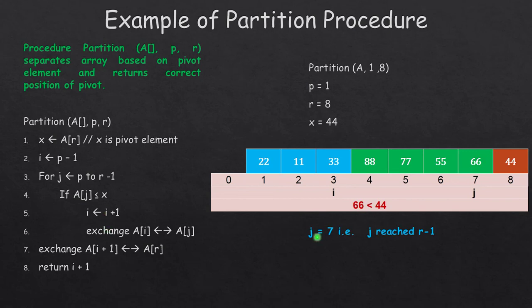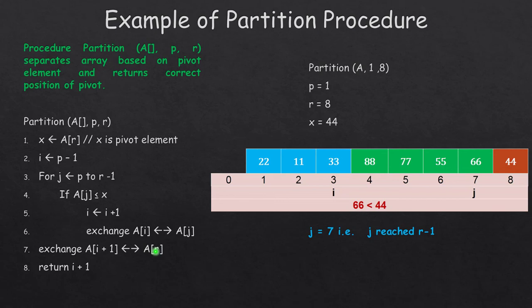Now the value of j is 7. That means j reached r minus 1. So this for loop executes only up to r minus 1, so this for loop will not execute anymore. So line number 7 will be executed. A of i plus 1 and A of r will be swapped.